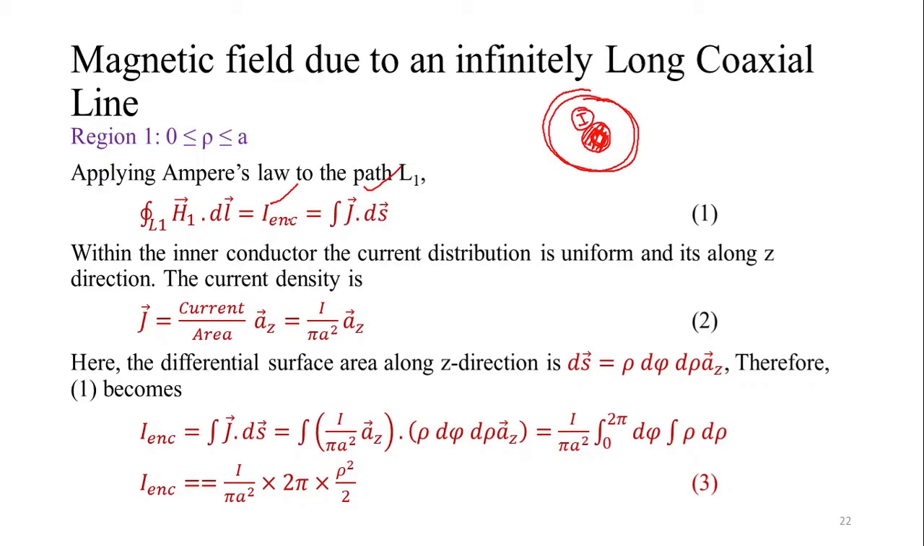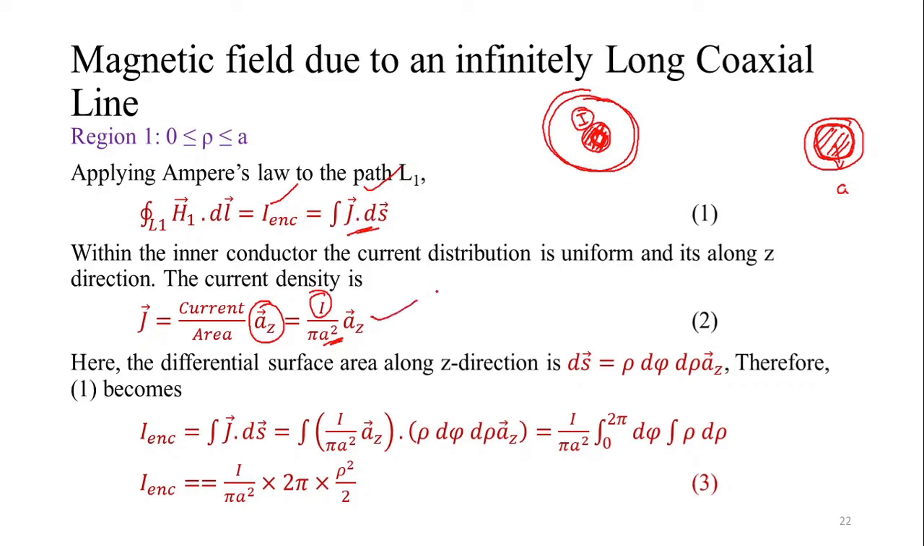In order to find I enclosed, we must use the current density formula, the integral of J dot dS. The current density J is a vector, current by area. Here the current is I and the area of the circle is needed. Here is your inner conductor with radius A, and here is the observing region, I mean the Ampere path. The total area is pi a square. So the J vector is I by pi a square, along the z-axis.